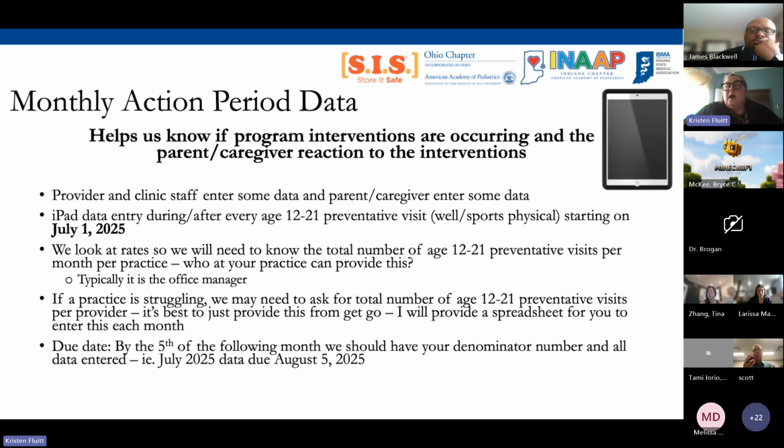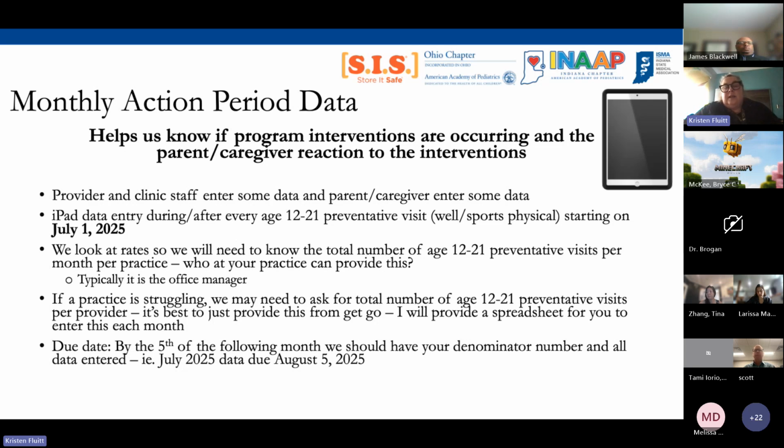And so again, start thinking about who is the person at your practice that'll be able to provide that. I'll be giving every practice a spreadsheet, and we'll just have these entered every month. And typically it is the office manager. So at the end of the month, I'll reach out and ask for this, and then we will go from there.